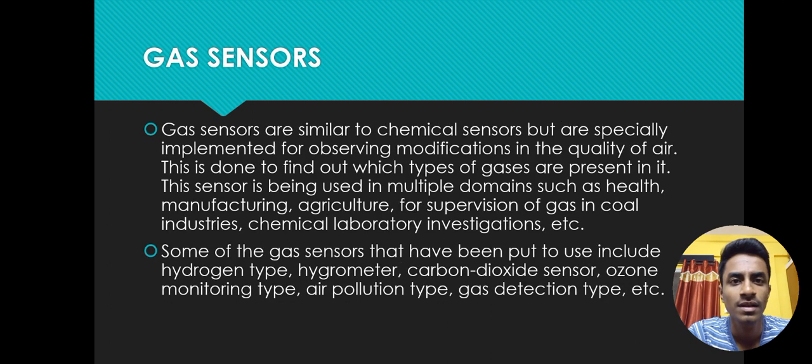And the last one, gas sensors. Gas sensors are similar to chemical sensors but are specially implemented for observing modifications in the quality of air. This is done to find out which type of gases are present in it, hazardous or non-hazardous. This sensor is being used in multiple domains such as health, manufacturing, agriculture, for supervision of gas in coal industries, chemical laboratory investigation, some of the gold mines and underground mines. Some of the gas sensors that have been put to use include hydrogen type, hygrometer, carbon dioxide sensor, ozone monitoring type, air pollution type, gas detection type, etc.